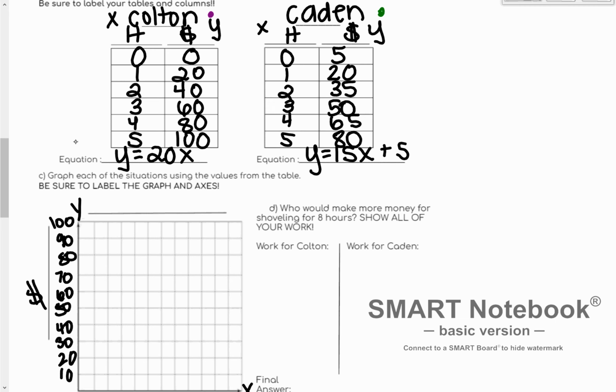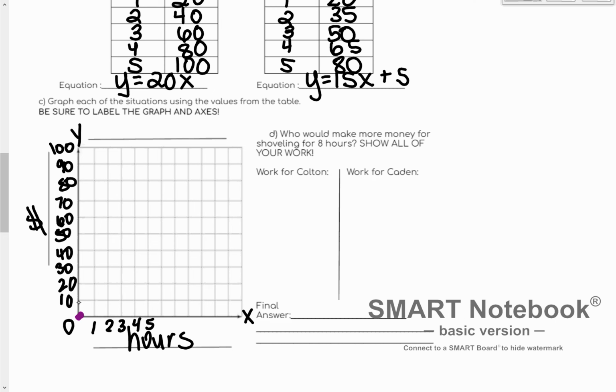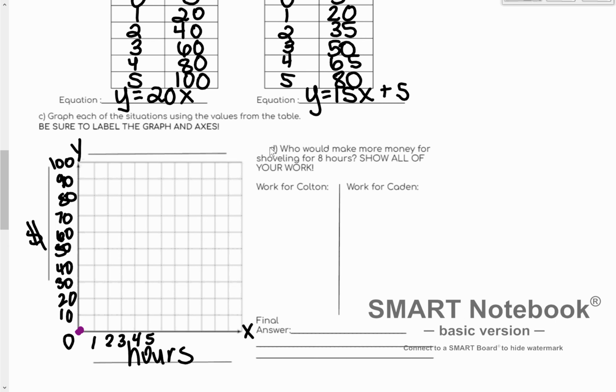Okay, let's do Colton first. Colton starts at 0, 0. So down in that corner, I'm going to put a dot. Then he goes 1, 20. So over to 1, up to 20, put a dot. 2, 40. 3, 60. 4 is equal to 80. And 5 is equal to 100. Connect that in as best of a line as you can.